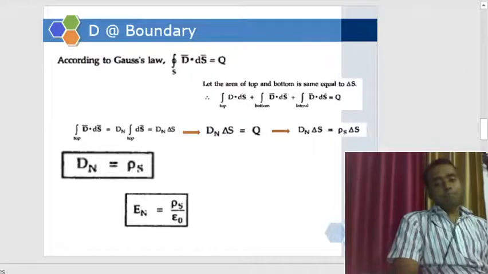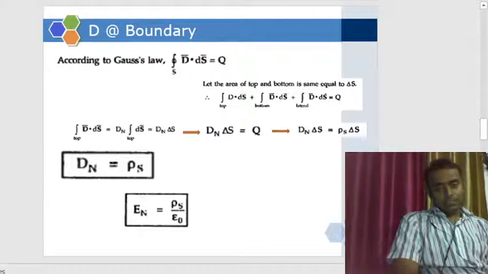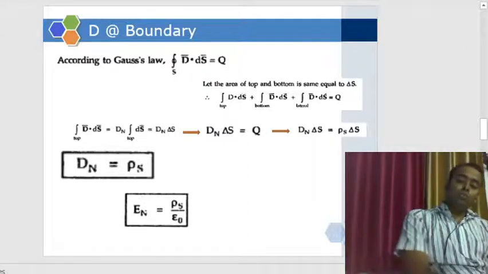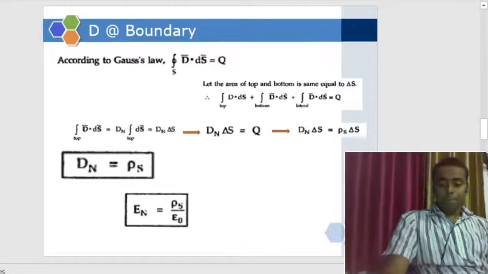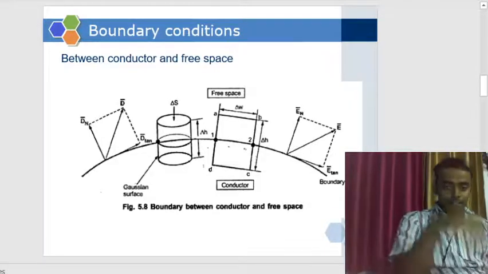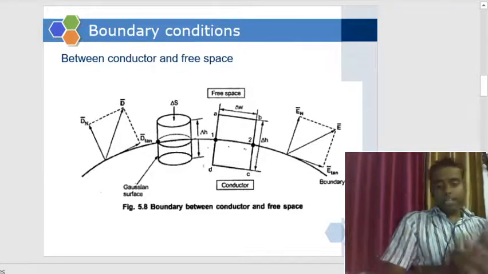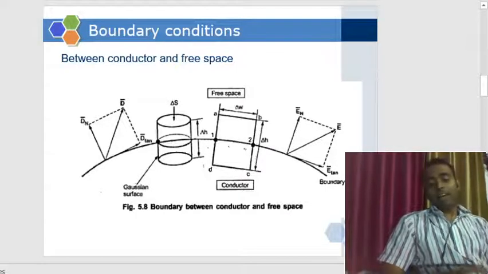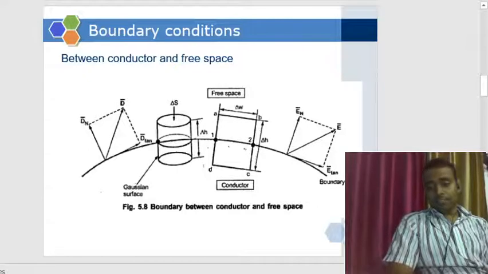Now coming to D part. Okay, coming to D part. D at the boundary, D that means electric flux density. So for that we'll be using Gauss law. We are taking a Gaussian surface. It's a closed surface. We are having a regular cylinder for this.